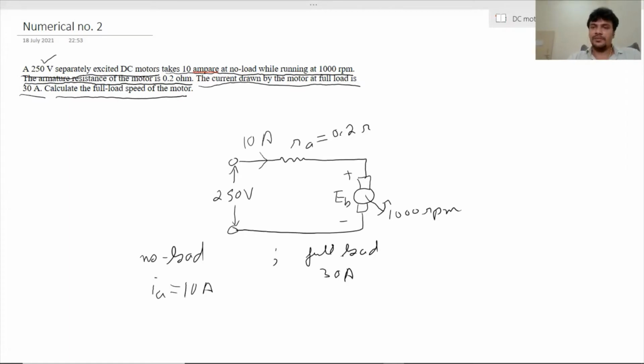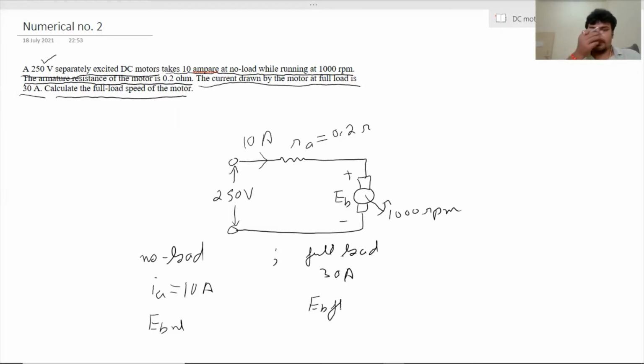Okay, so back EMF is directly related to speed. So whenever a question asks you to calculate the speed, then you must calculate your back EMF. Okay, so we have to calculate two back EMFs. One back EMF at no load and one back EMF at full load.